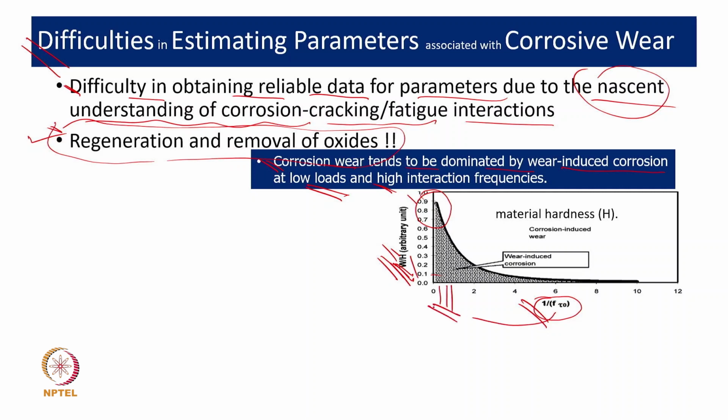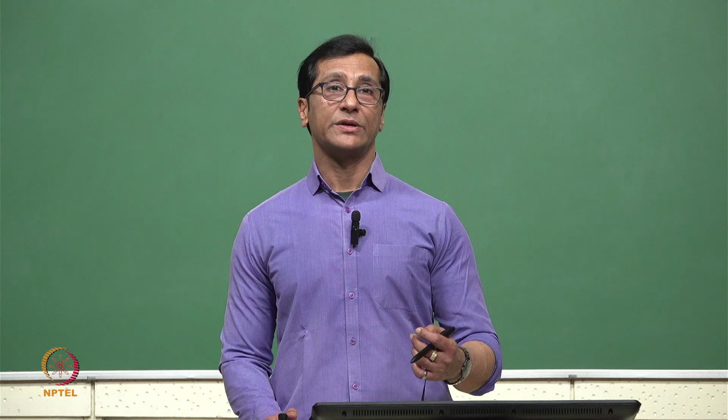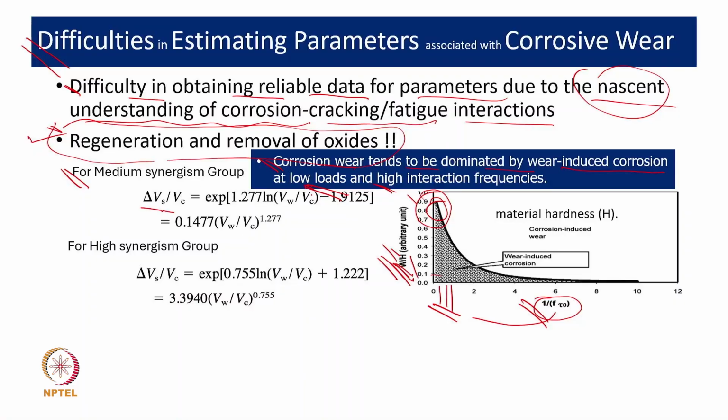If the frequency is on the higher side, and while in this case again the load here is showing low, but here it is the load on the higher side. So there is some sort of contradictory thing, and then there are a number of relations. Now they divide based on whether the synergy will be medium level or high level. So there are some sort of curve fit equations available in the literature.